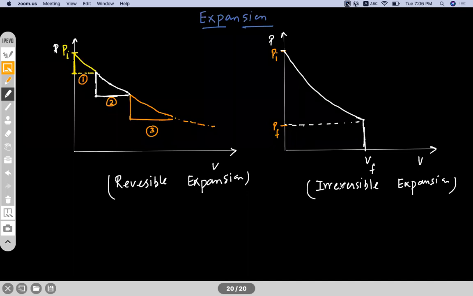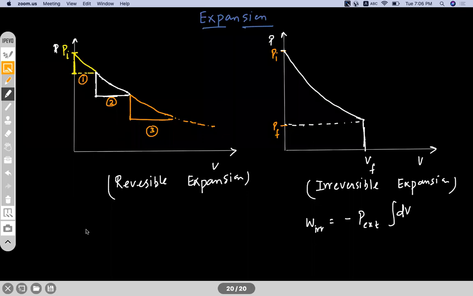Got it? Irreversible expansion. So irreversible expansion, how does it happen? You have decreased the pressure from PI to PF, and against PF, this is the external pressure we have. Against PF, the expansion is taking place. That's why if you find out work done in irreversible process, it will be minus P external into dV, because P external is constant. You have to take this out of the integral sign.